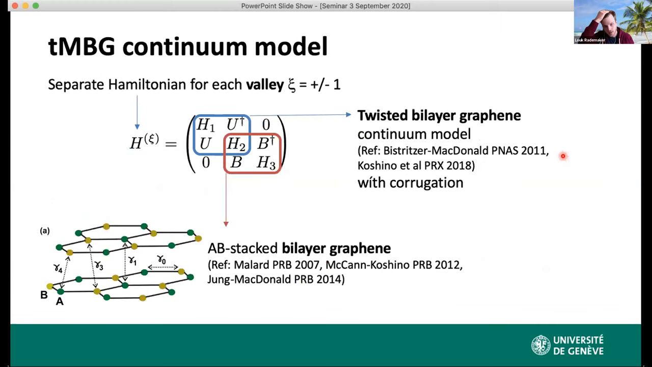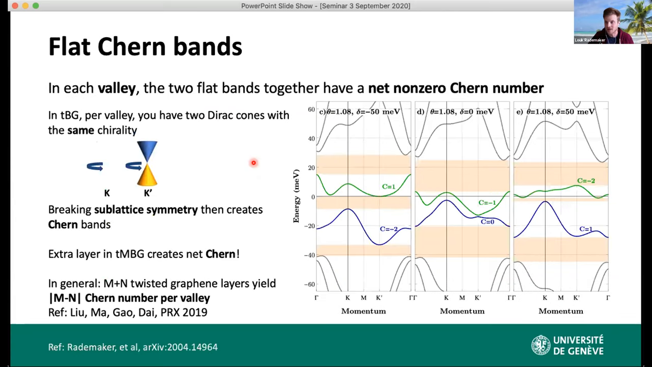So in detail, I can tell you how we did this. You can just make a continuum model just like for regular twisted bilayer graphene. You now have 3 layers. The first 2 layers are exactly the same model as twisted bilayer graphene, which I guess many of you have seen over this today and yesterday. And the second and the third layer together form this regular AB stacked bilayer graphene, which means the A sublattice of one layer is on top of the B sublattice of the other layer. So per valley, this gives you bands with net Chern numbers, as we were hoping.